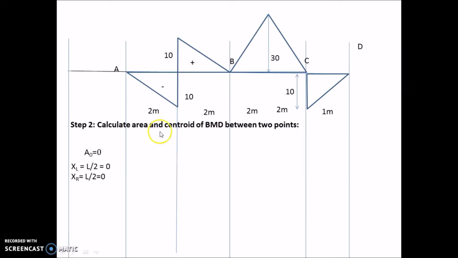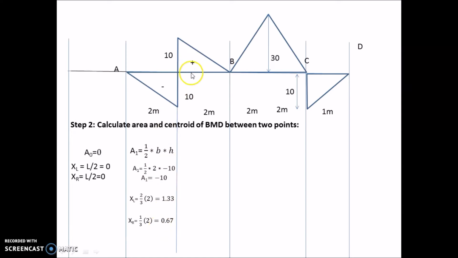So now for this span AB, from A to here, the area will be half base into height, that is half into minus 10 into 2, which gives me area as minus 10. XL from here will be 2/3 of this length, that is 2/3 of 2, which is 1.33, and XR from here will be 1/3 of 2, that is 0.67.